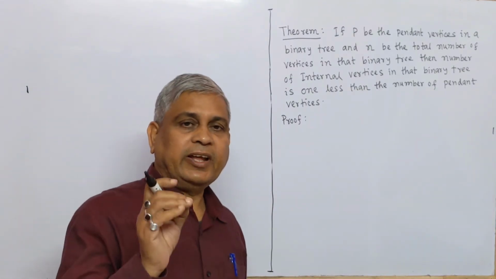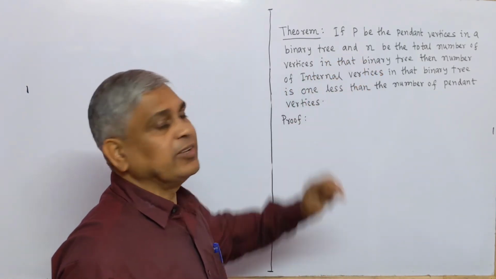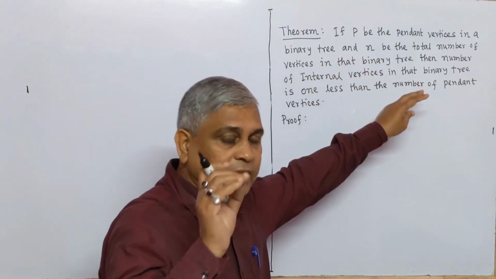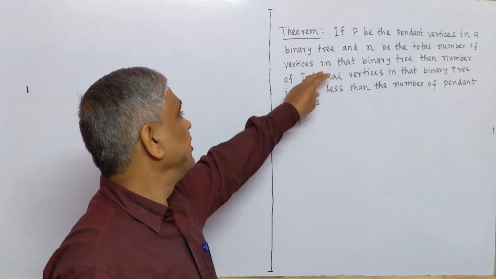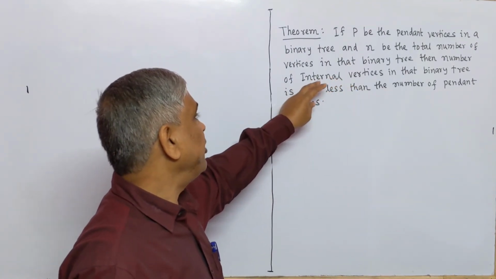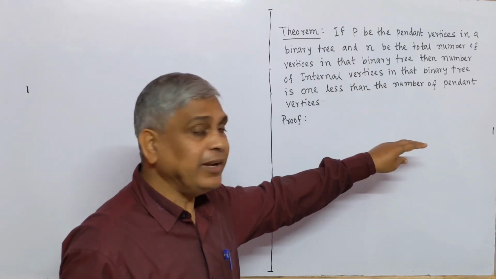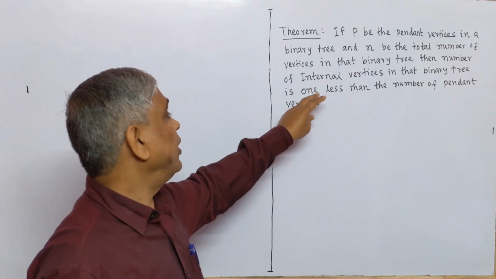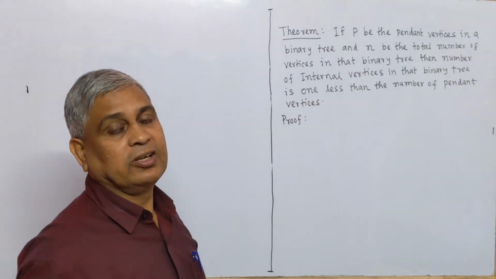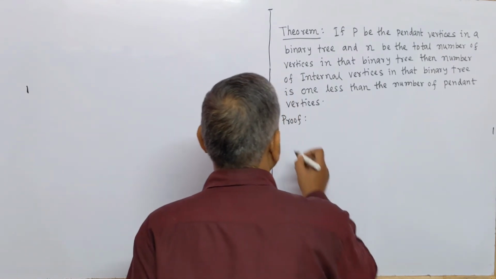Now we prove the next theorem. If P is the number of pendant vertices in a binary tree and N is the total number of vertices in that binary tree, then the number of internal vertices in that binary tree is 1 less than the number of pendant vertices. Now we prove this.